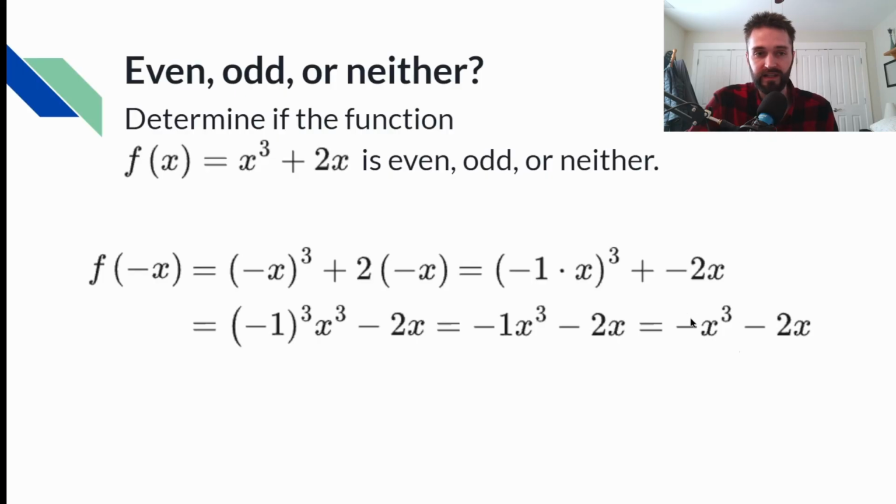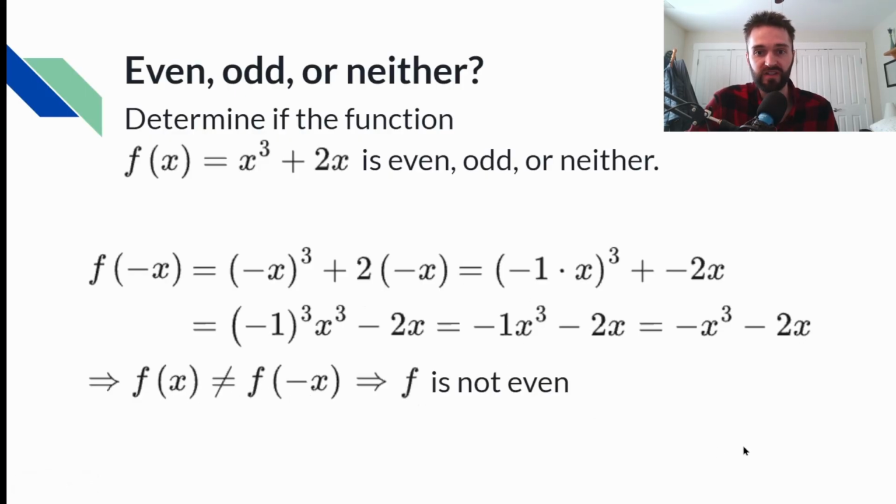So let's compare the expressions. Let's compare the formulas. f of negative x equals this, and f of x equals this. They are not the same thing. They're not equal to each other. Therefore, f is not even.